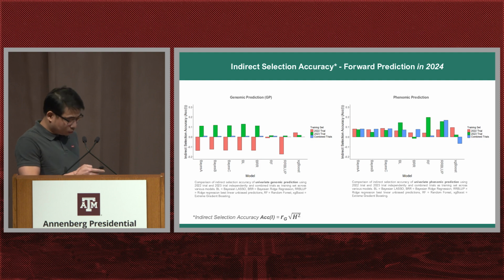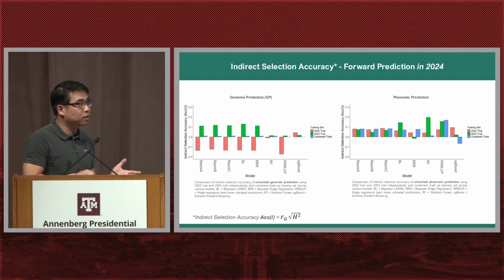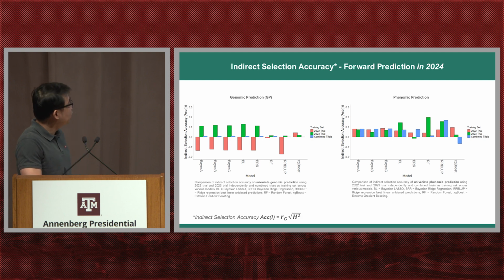Now, I'm going to talk about our indirect selection accuracy, or from here on out, I'm going to be calling this prediction accuracy. So obviously there's, again, a difference in the prediction accuracy in the genomic prediction model depending on the training set that you used. Now this negative value is because the predicted and the actual grain yield have a negative genetic correlation. And again, the formula for that has the genetic correlation in there. And if it's negative, it's going to look like that.